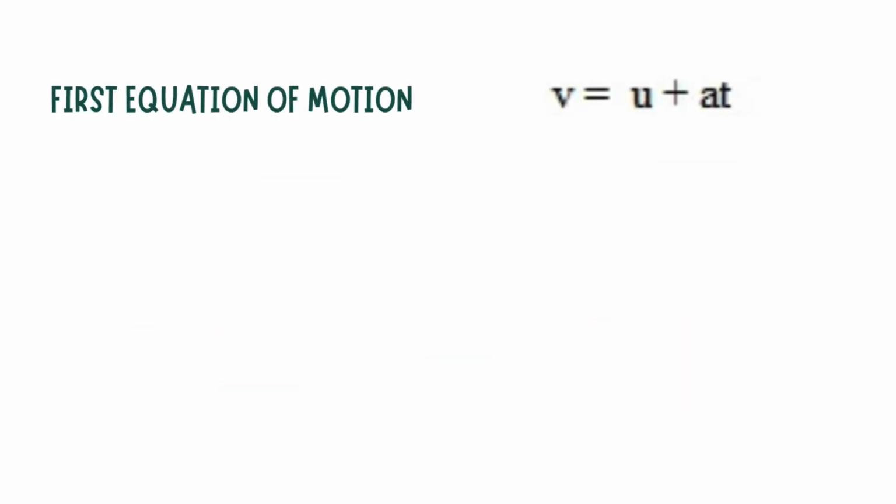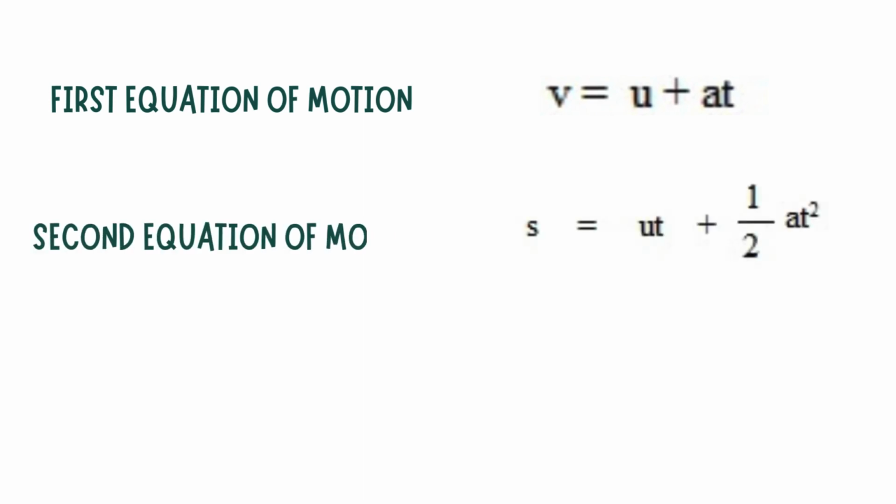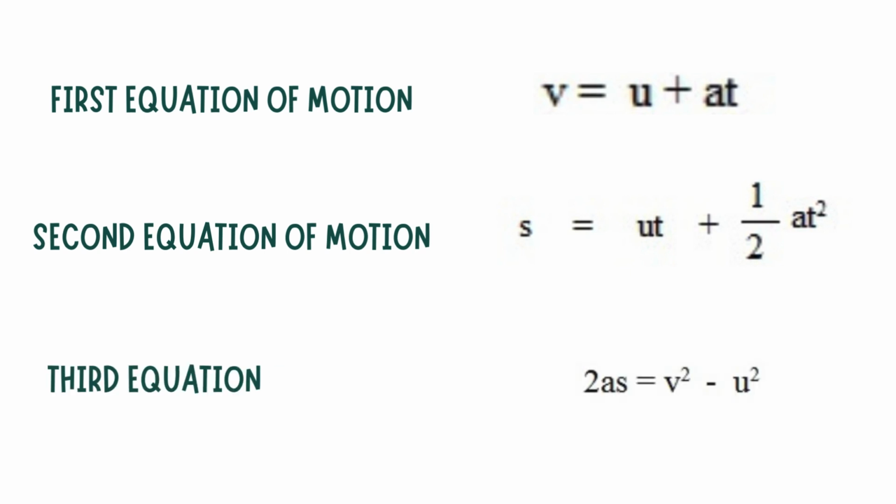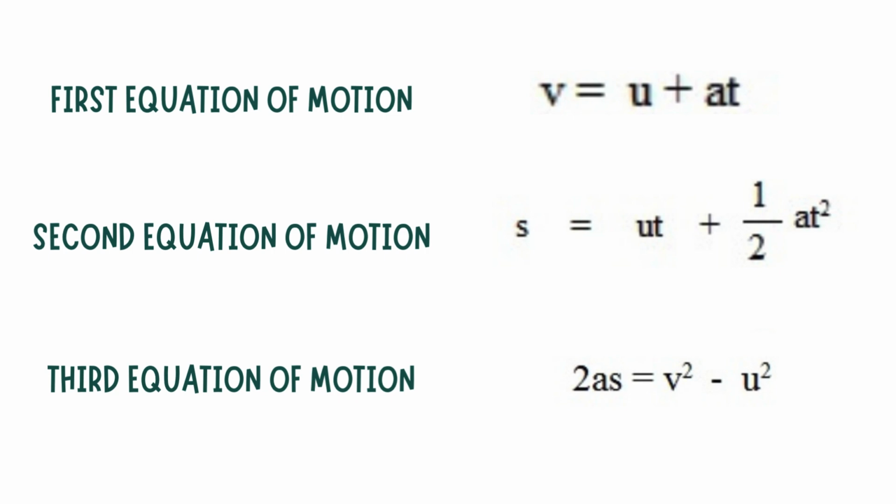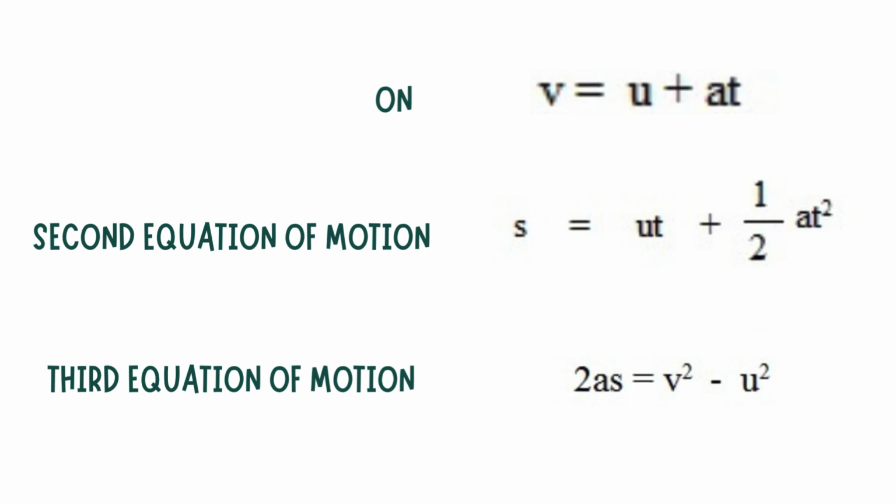The first equation of motion provides the relationship between the initial and final velocity, time, and acceleration, as follows. Similarly, the second equation of motion provides the relationship between displacement, time, acceleration, and initial velocity. And the third equation of motion provides the relationship between initial and final velocity, acceleration, and displacement.